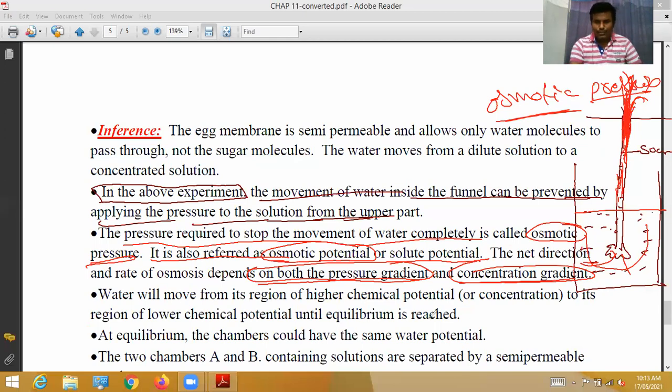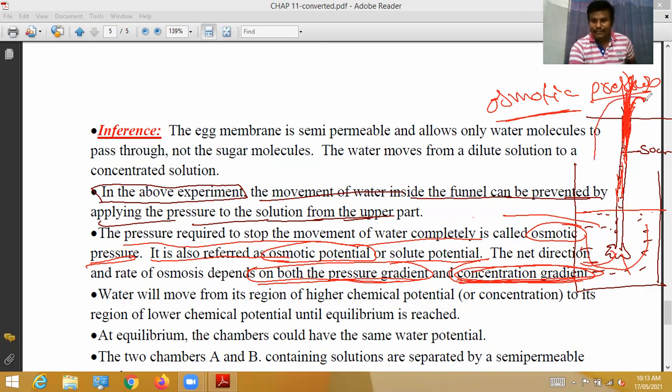Okay, so that's it. Next, concentration gradient. Concentration gradient means what? In the beaker, if the solute concentration is less and the water concentration is more, then osmosis proceeds. If any variation occurs in the pressure gradient or concentration gradient, then osmosis does not continue.